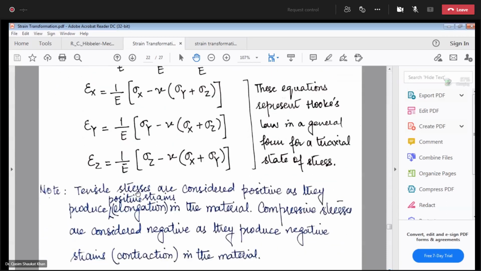Tensile stresses are considered positive as they produce positive strains, resulting in elongation in the material. Compressive stresses are considered negative as they produce negative strains, contraction in the material.